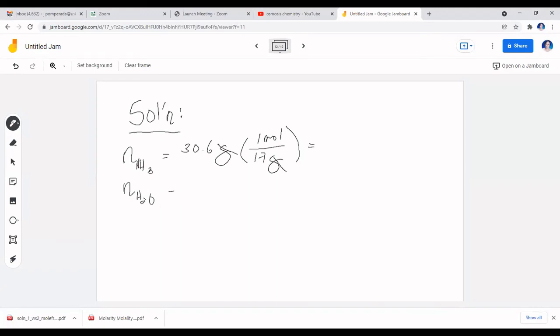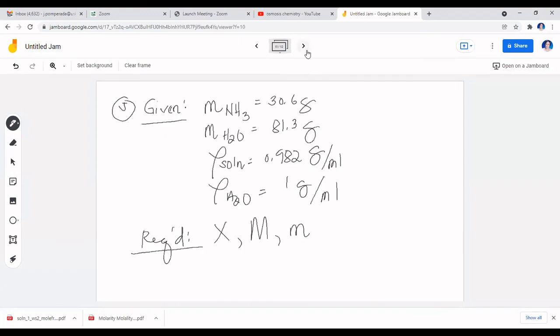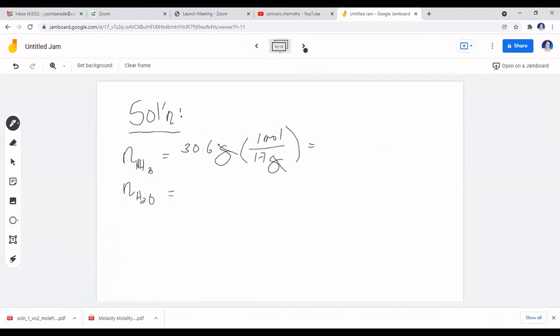For water, the mass of water is 81.3 grams. I'll have here 18 grams and I have 1 mole. So I cancel this one. So I'll have now the moles of each.